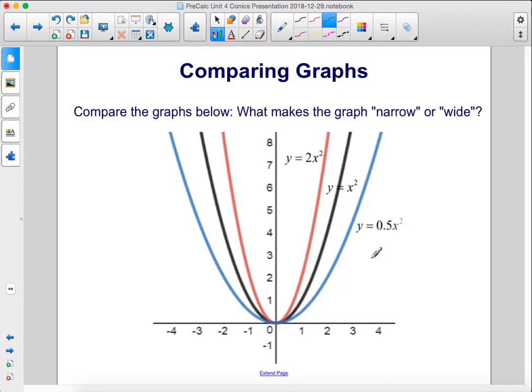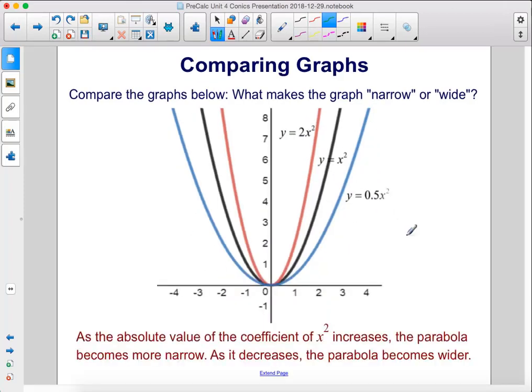Compare the graphs below. What makes the graph narrow or wide? Remember, this one is 2x squared, and this one is 0.5x squared. As the absolute value of the coefficient of x squared increases, the parabola becomes more narrow. As it decreases, the parabola becomes wider. So the coefficient here is 2, here it's 1, and here it's 1/2.